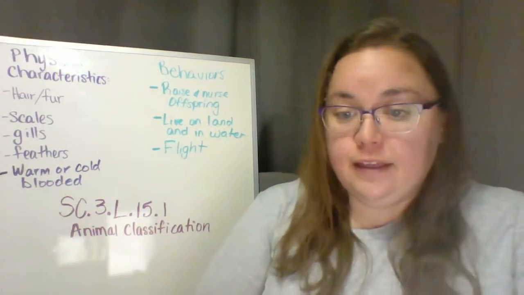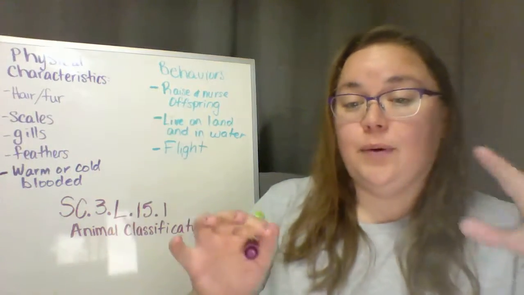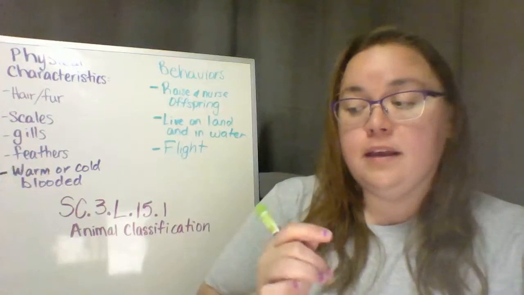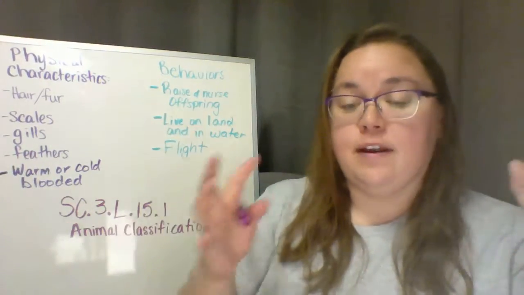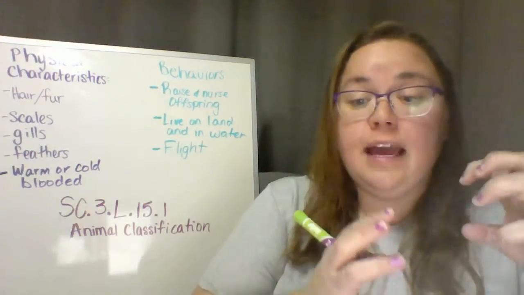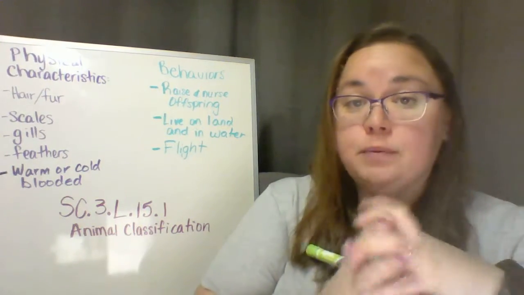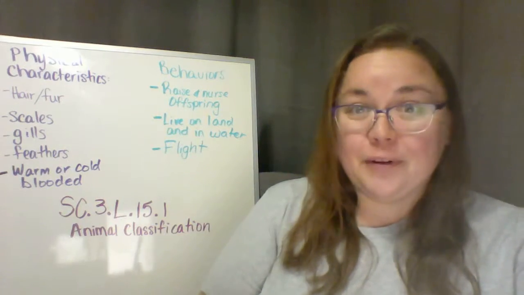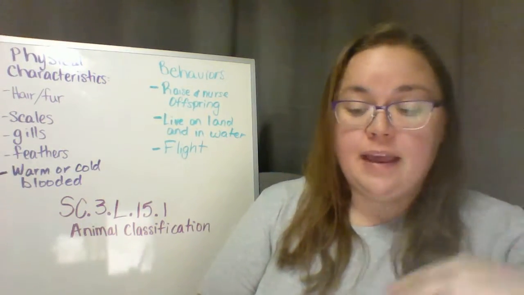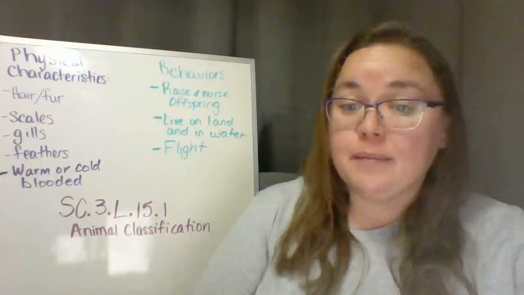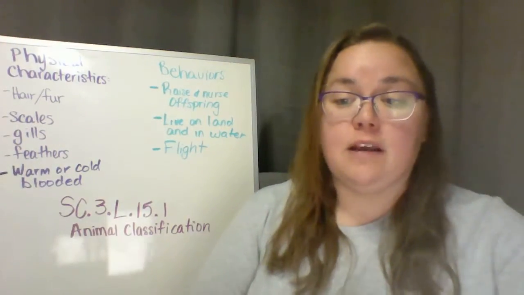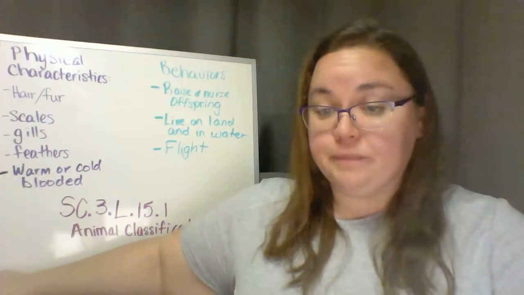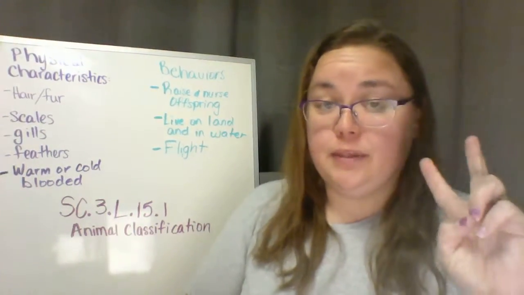First of all, classify. That means to kind of compare and contrast these animals. What are some things that they have the same? What are some things that are different? And they're going to be grouped together into different groups based off of things that they have in common. So for example, you could talk about animals based off of habitat and things like that. But we're going to be basing this off of their physical characteristics and their behaviors. So now we need to talk about what those two things mean.